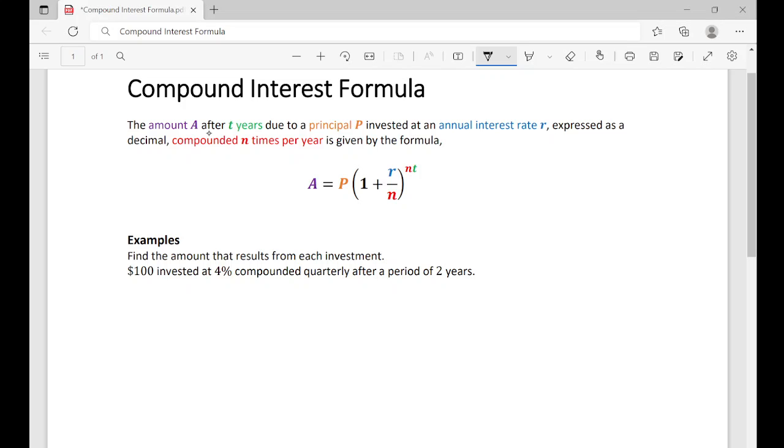The amount A after t years due to a principal P, which is also known as the initial amount, invested at an annual interest rate R that needs to be expressed as a decimal, compounded n times per year, is given by the formula A equals P times the quantity 1 plus R over n quantity raised to the nt. So this is the formula we're going to use to find out the interest of various questions.